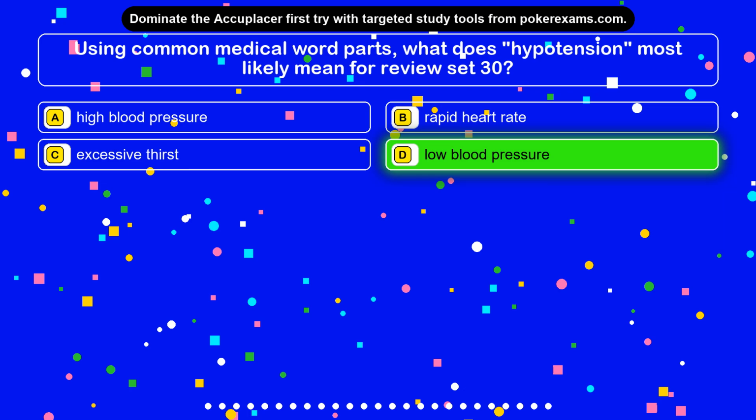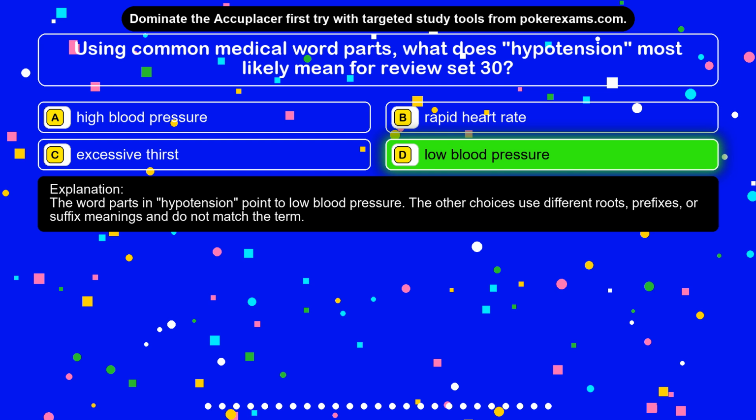The correct answer is option D, low blood pressure. The word parts in hypotension point to low blood pressure. The other choices use different roots, prefixes, or suffix meanings and do not match the term.